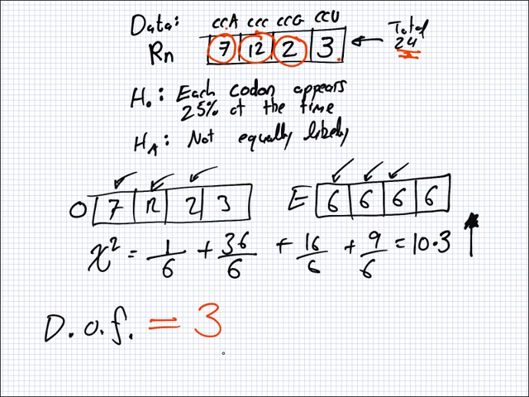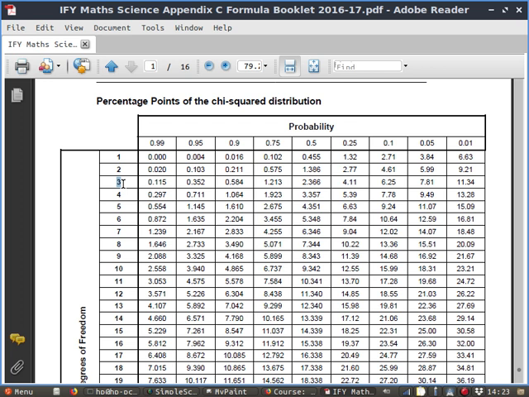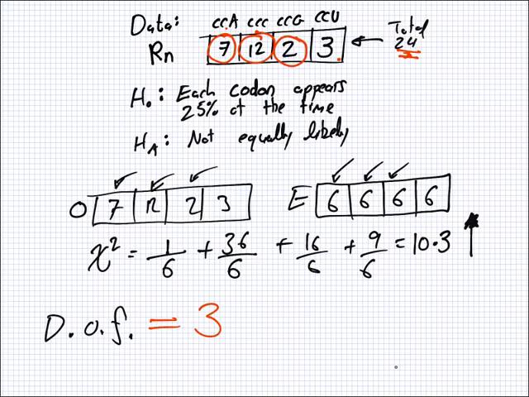So you go to your table and you look at number 3, and what number do we have here? 7.81. Now, are we more than or less than 7.81? We are. 10.3 is more than 7.81. It is too big.